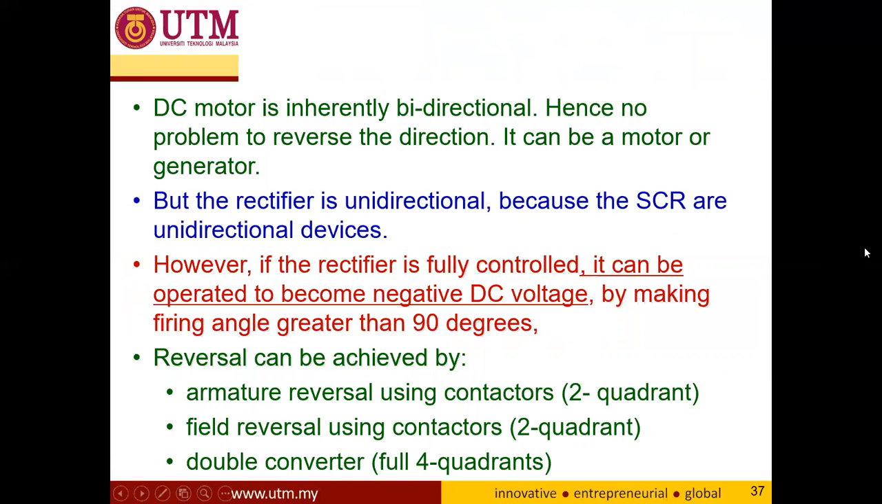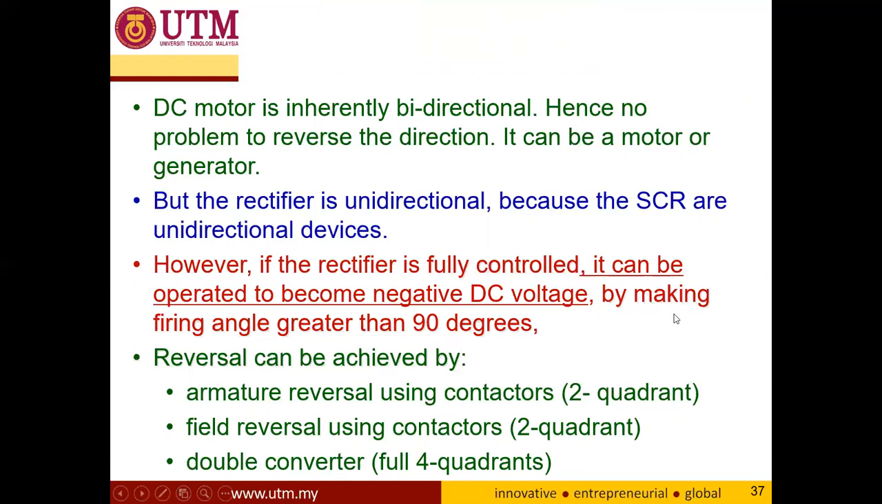Actually, the DC motor is bidirectional, meaning that the current can be positive and can also be negative. But the problem is actually in the rectifier itself. However, if the rectifier is fully controlled, it can be operated to give a negative DC voltage. And you can make your DC motor operate in full 4-quadrant.